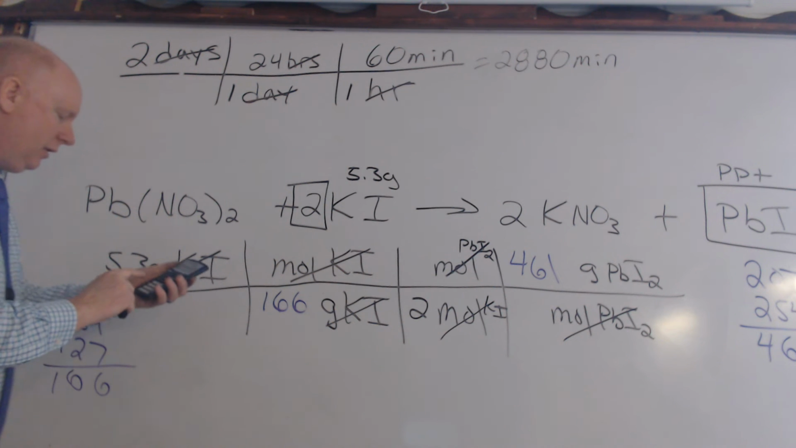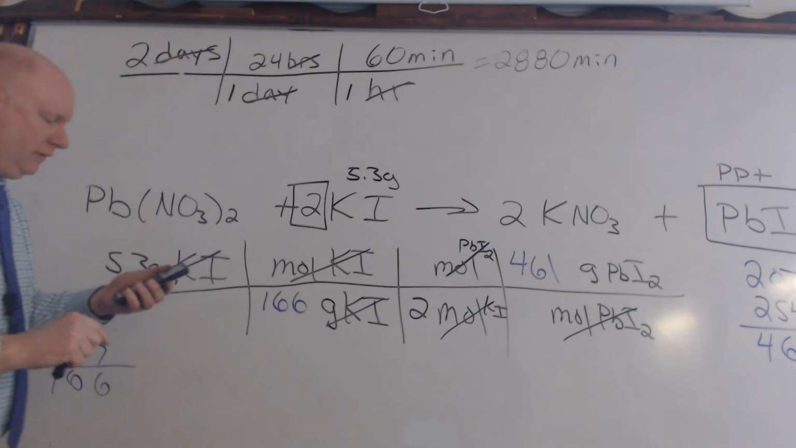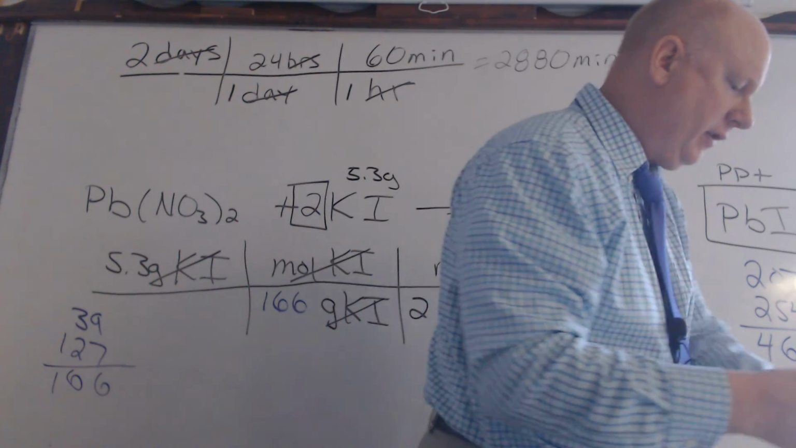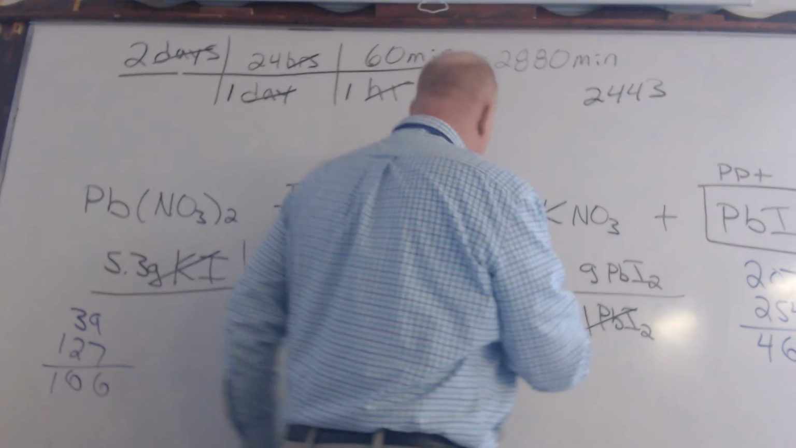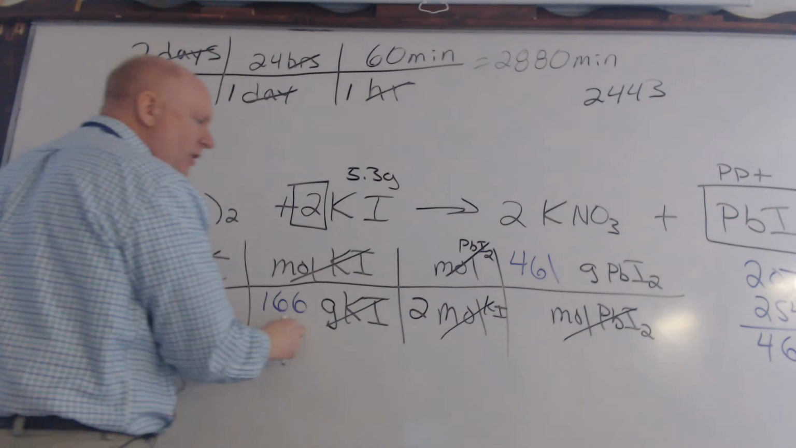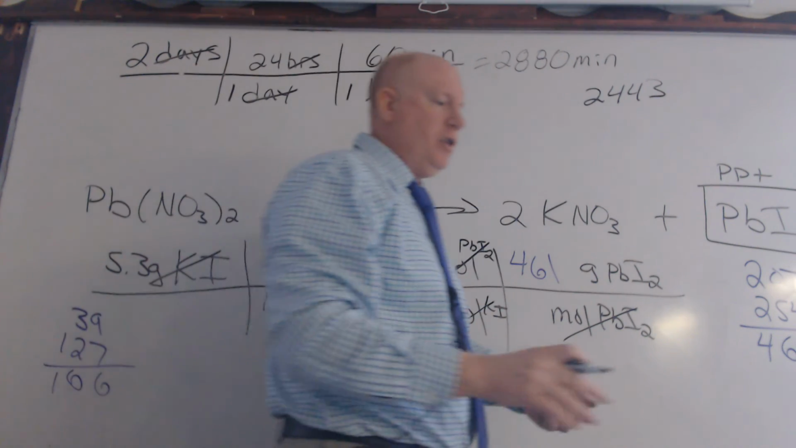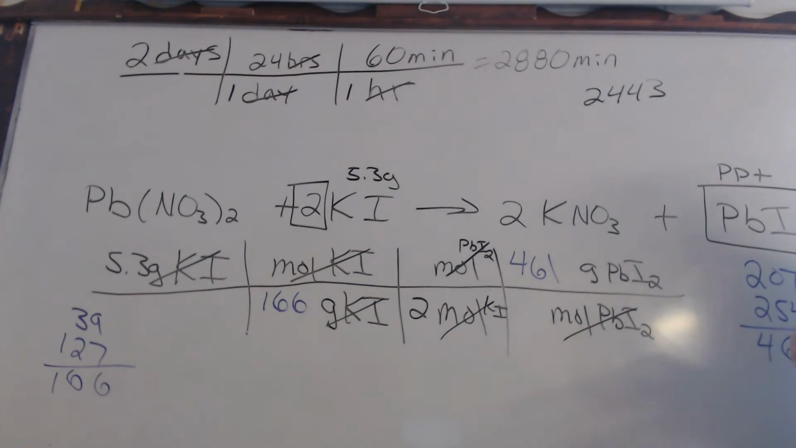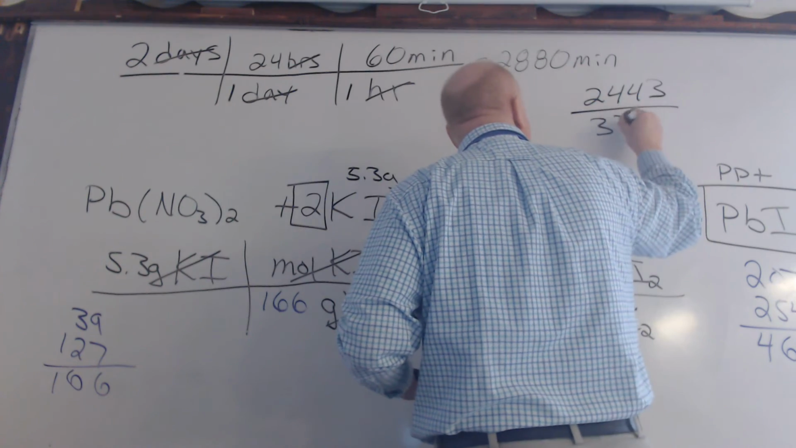Okay? So 5.3 times 461. Okay? That gives you 2,443. So 2,443 by multiplying those two numbers. We've got 166 on the bottom and 2. What do we do with these two numbers? Because they're next to each other, you're going to multiply them as well. So 166 times 2 gives you 332. And it's still one on top of the other.